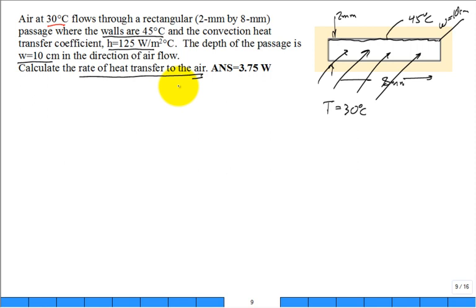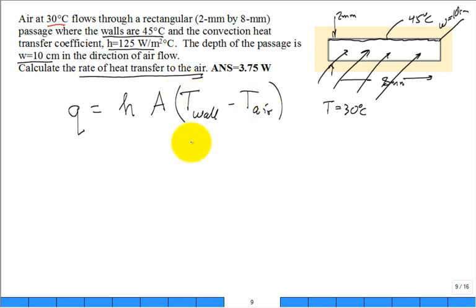So we want to use the simple rate equation that the rate of heat transfer from the hot wall to the air is given by the convection coefficient, the area, which is where the fluid air is in contact with the wall, times the temperature of the base or the temperature of the wall minus the temperature of the air. A lot of people just wrote delta T. And we know that this is 45 degrees C, this is 30 degrees C. So a lot of people just put 15 degrees C. This was the easy part, the delta T. The H was the easy part.